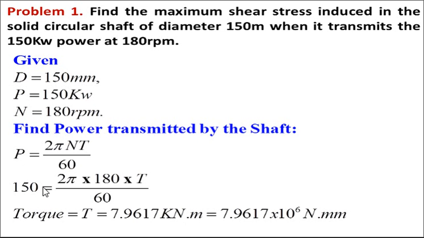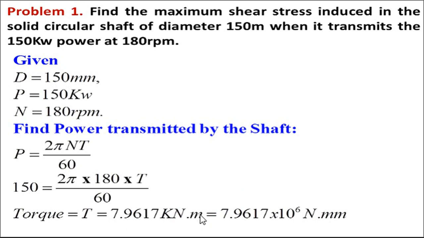So here you can take this power in watt also, but at that time it will be 150 into 10 to power 3, because if you want to consider in watt, then kilo means 1000, so you have to multiply by 1000. 150 into 1000 means 150 into 10 to power 3. If you take that, you will get the answer in newton meter. Now here I have put the value in kilowatt as it is. That's why I got this answer in kilonewton meter. If I want to convert it to newton mm, what will I do? To convert kilonewton to newton, 10 to power 3, and to convert meter to mm, 10 to power 3.